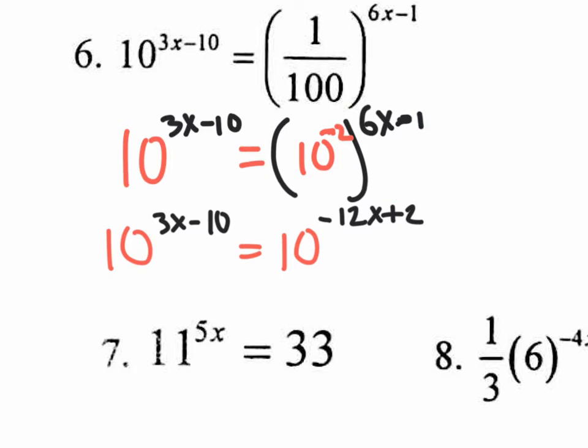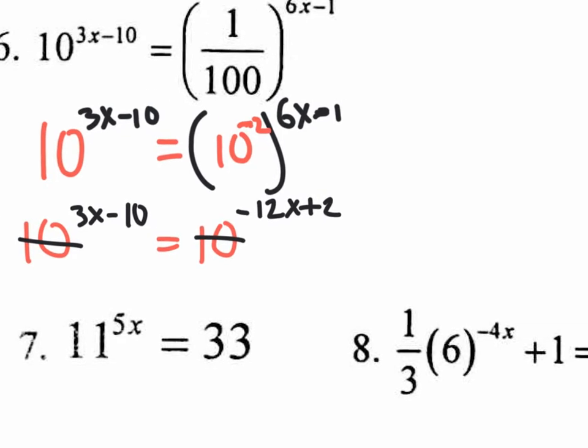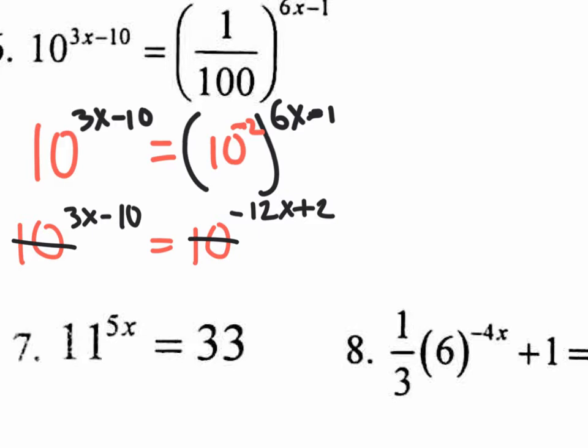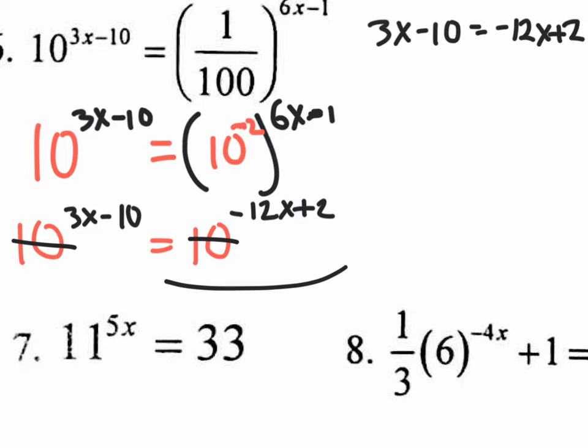And now that I have the same base 10, now I could apply a log base 10 or a common log to both of these sides of the equation, which means that these guys cancel out and the above is your new equation. So we really have 3x minus 10 equals negative 12x plus 2. And I wrote it up here. Okay. So let me now solve this equation.